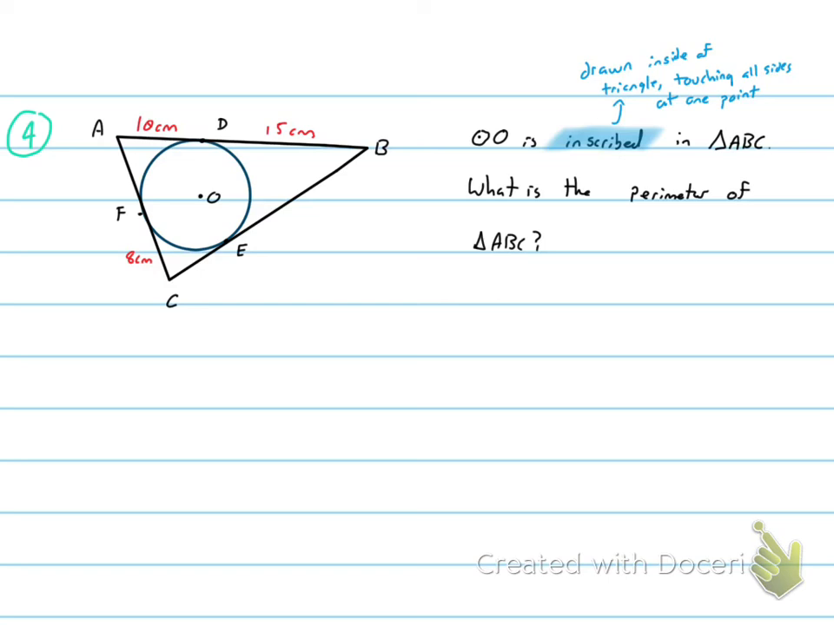Knowing that if I have two lines drawn from the same point outside the circle, and they're both tangent lines, they're equal to each other. So if DB is 15 centimeters, BE would also be 15 centimeters. If FC is 8 centimeters, then CE would also be 8 centimeters. Finally, if AD is 10 centimeters, then AF should also be 10 centimeters. Now I have all of my side lengths, so I can add up everything to find the perimeter. Remember, the perimeter is all the sides added up. So I would do 10 plus 10 plus 15 plus 15 plus 8 plus 8, and I would get 66, and I'd be done.